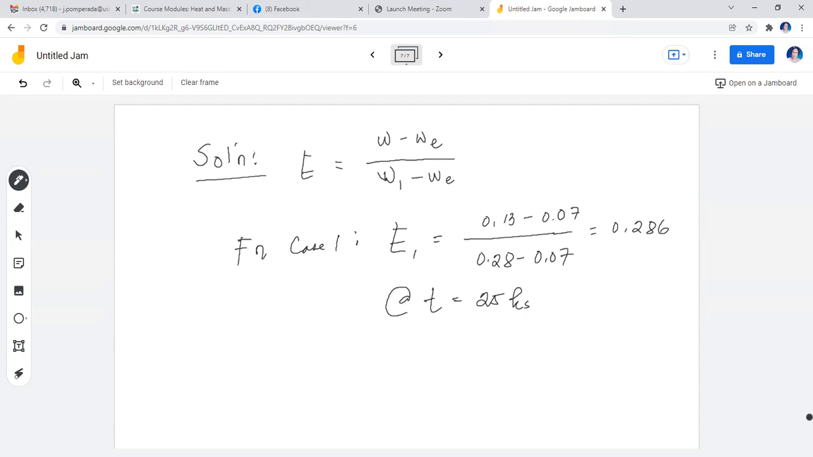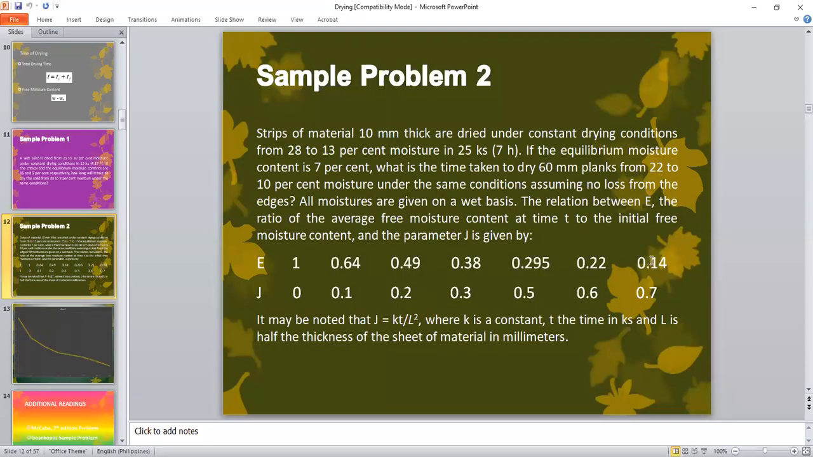Remember that this E is being connected to the J in the problem. Go back to the problem here. This E is being associated or connected to the J. And look at the J in terms of its formula. The J has the time for drying. It has the constant K. And it has the thickness of the material. So meaning this J will vary depending on the time of drying and the thickness of the material, as you could see in here.